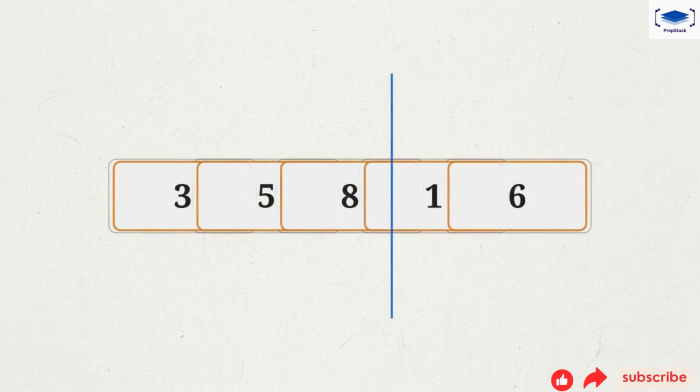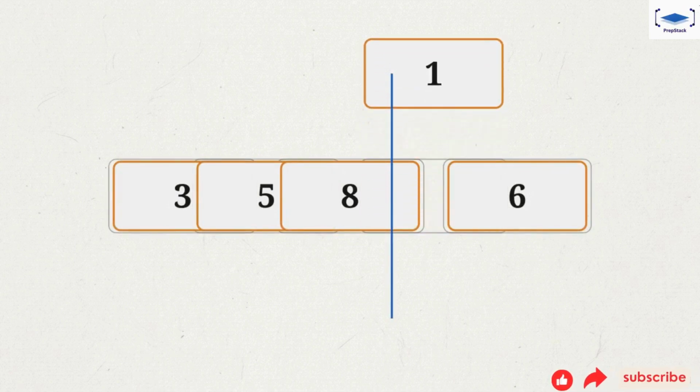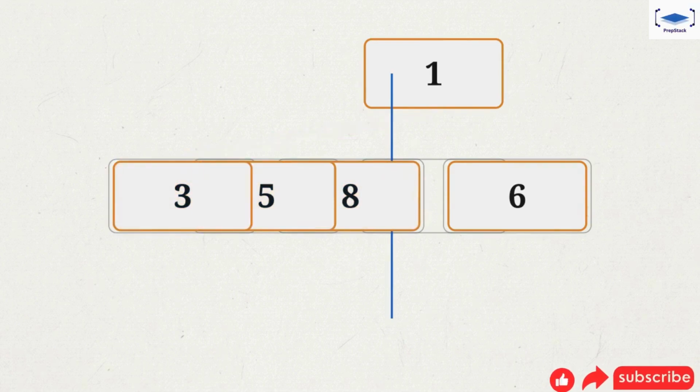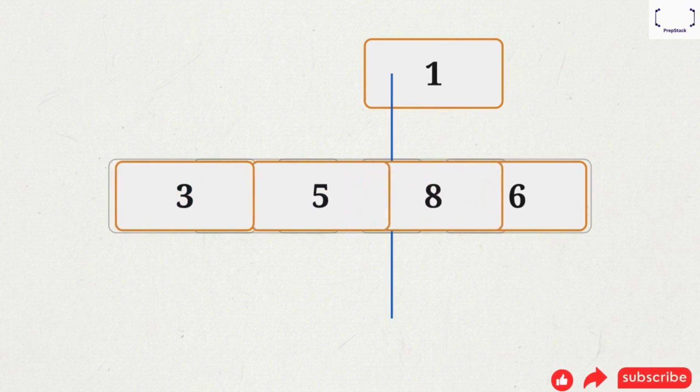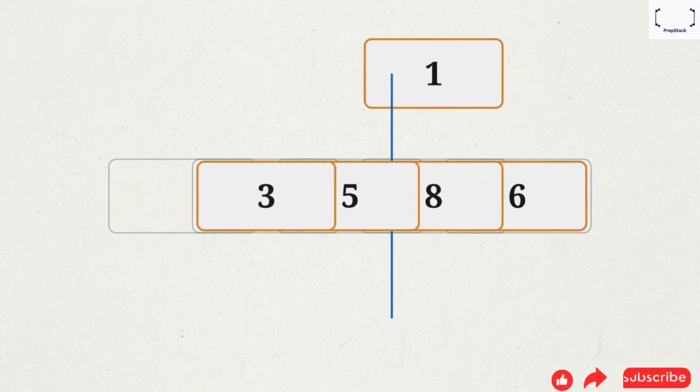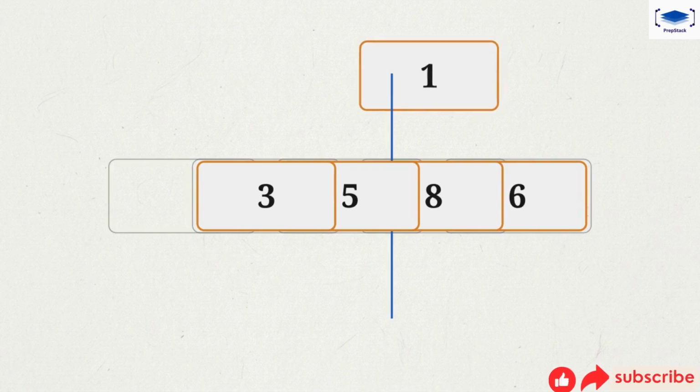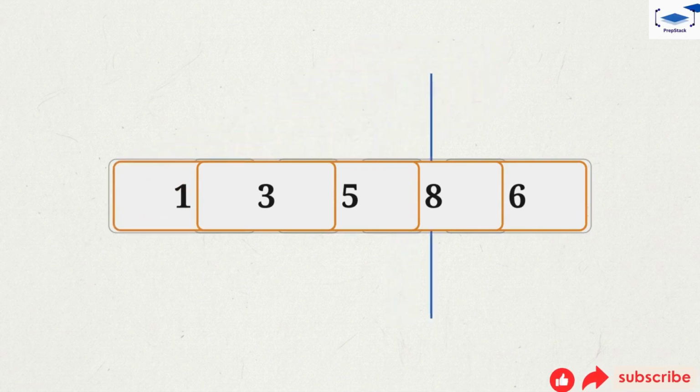Now, look what happens when we hit a very small number like the 1. The computer checks it against the 8, the 5, and the 3. Since 1 is smaller than all of them, it triggers a domino effect. Every single number in the sorted section has to slide one position to the right to make room. With the whole pile shifted over, the 1 can finally drop into the very first spot at the front of the list.